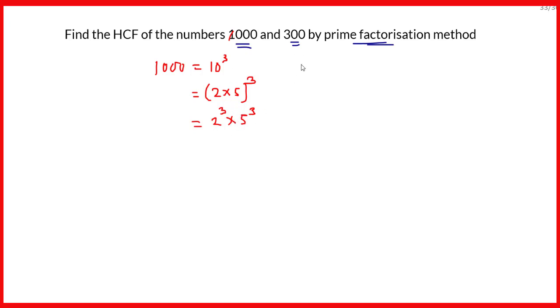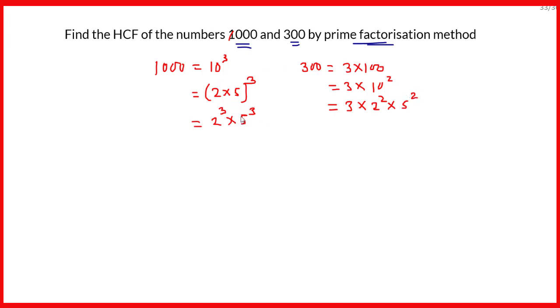Now the other number is what? It is 300. 300 can be written as 3 into 100, correct? So this can be written as 3 into 10 square, and so this is 3 into, 2 fives are 10, so it will be 2 square into 5 square.